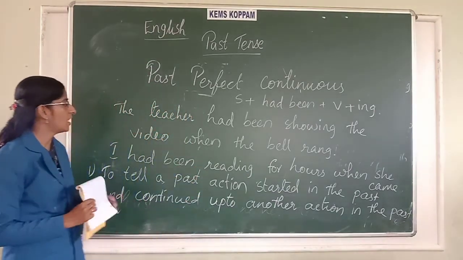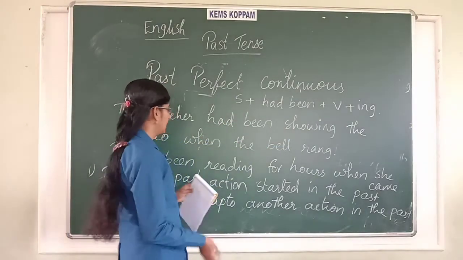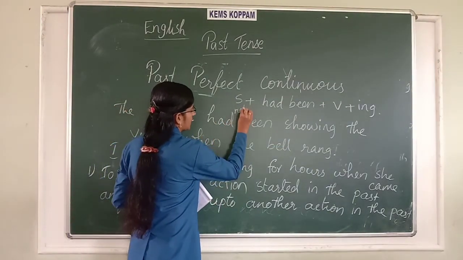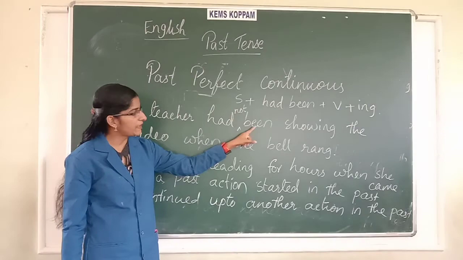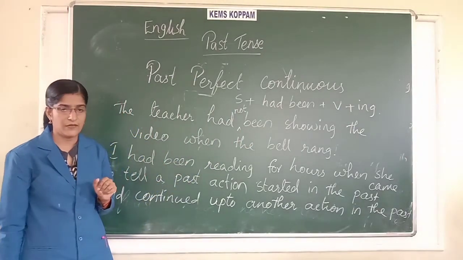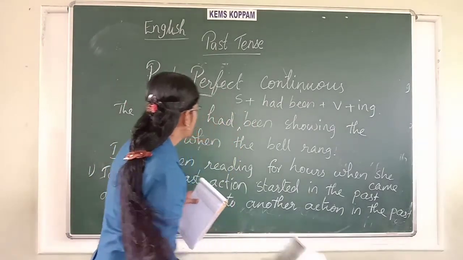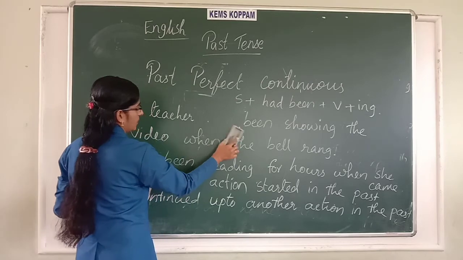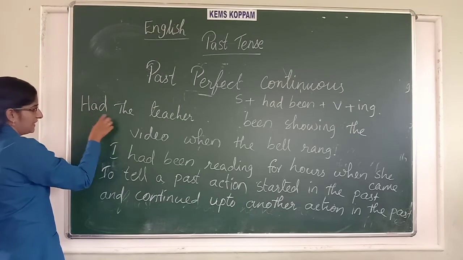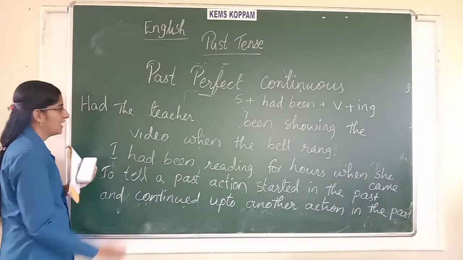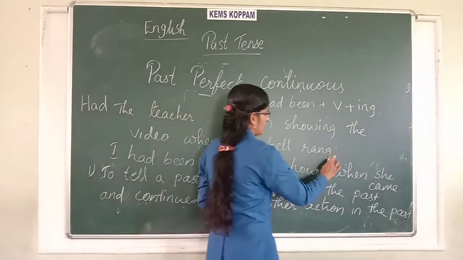Is this clear? So how to form the negative? The teacher had not been showing the video. You just add not here in order to get the negative. The teacher had not been showing the video when the bell rang. Clear? And how can we form the question? You have to bring this had before. Had the teacher been showing the video when the bell rang?